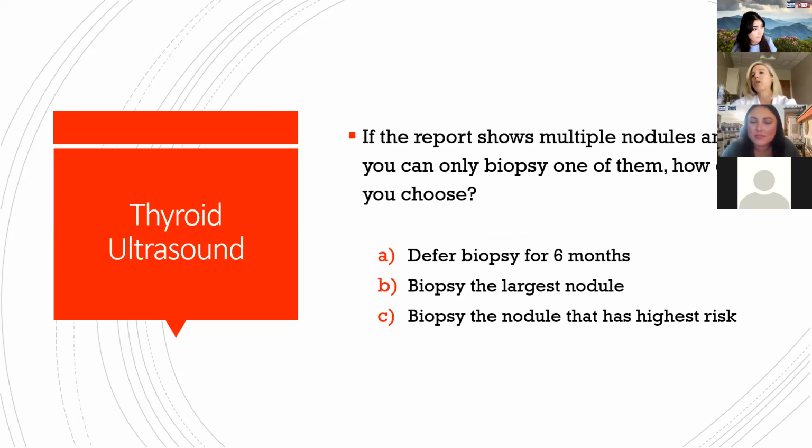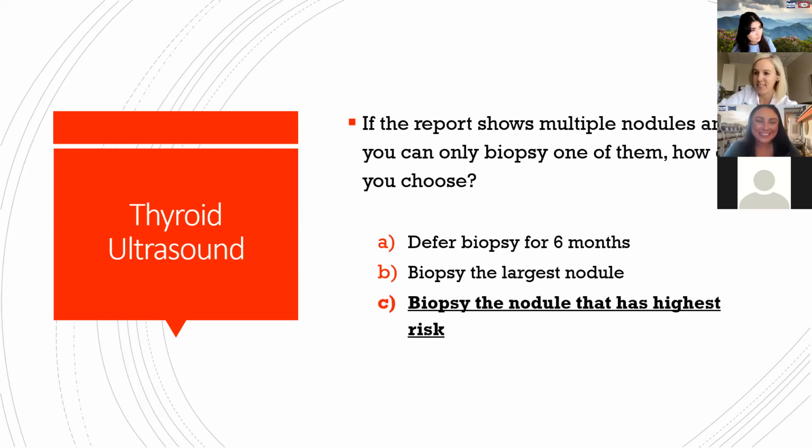So if the report shows multiple nodules and you can only biopsy one, how do you pick? I went ahead of myself a little bit here. So B is off the table. You're not going to just biopsy the biggest one because who knows, it could just be a cyst. Do you want to defer it for 6 months? Probably not. If it's a higher risk nodule, there's a chance that it could spread. So the answer is to biopsy the nodule that has the highest risk. You can actually go ahead 2 slides because I think I have the answer on the next one.